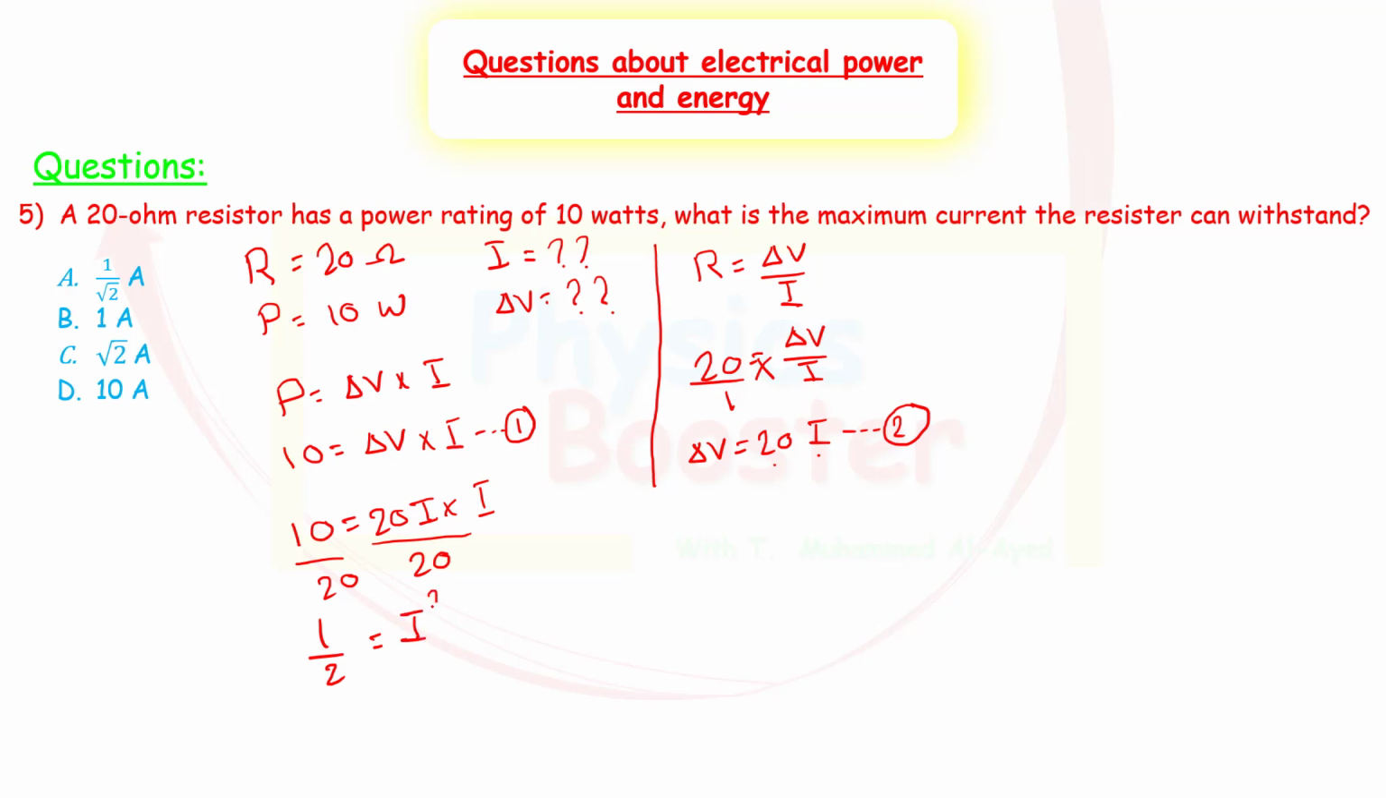So if I want to get rid of the squared from both sides, I will take the square root for both sides. So I will get this equation. I is equal to square root of 1 over 2, and the square root of 1 is equal to 1. So I can say that I is simply equal to 1 over square root of 2, and the answer here in this case is A.